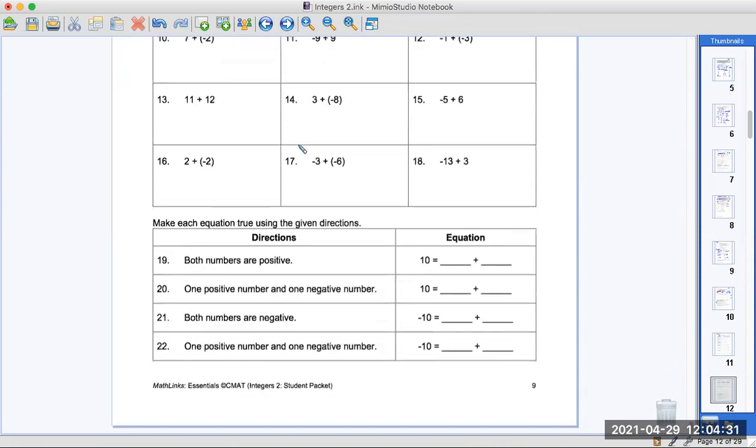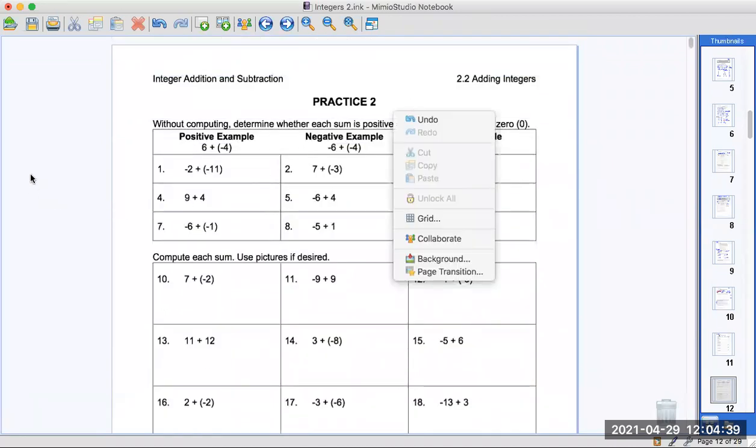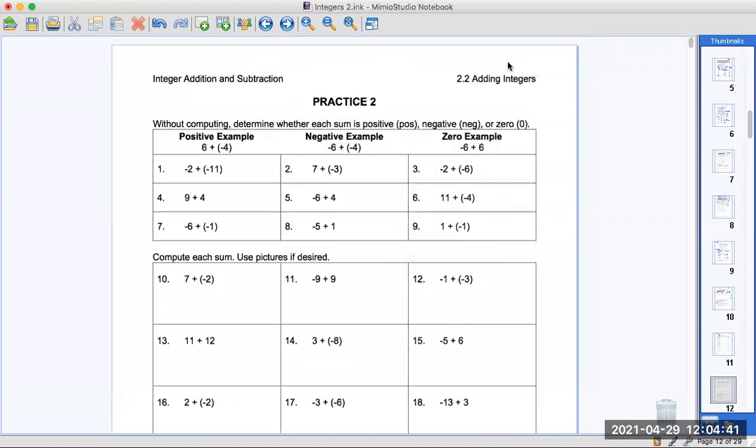And now we're on page 9. Okay, now on page 9, this is, my notes say homework, but I want to get you started. So the homework will start here. I'll write notes and homework.